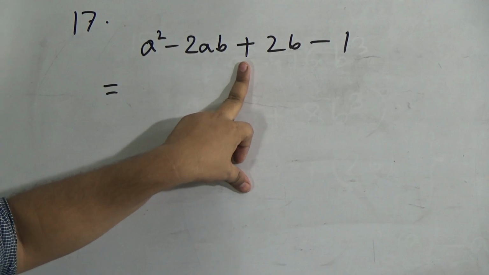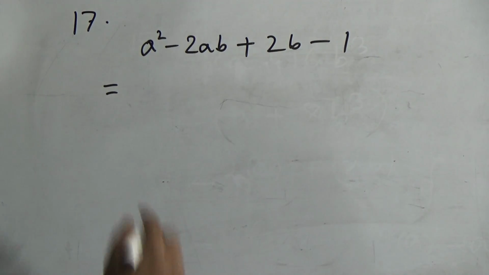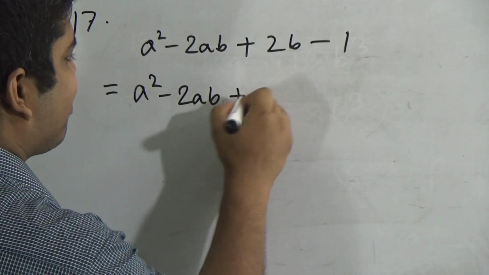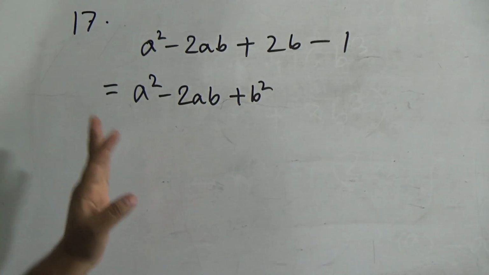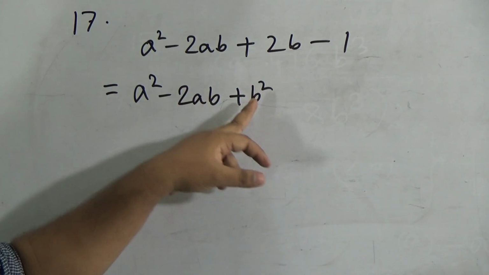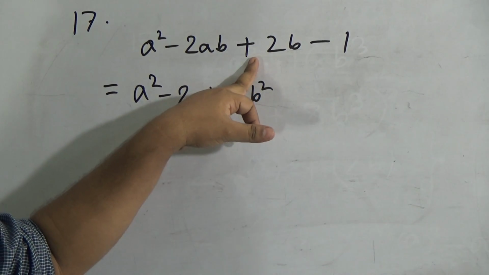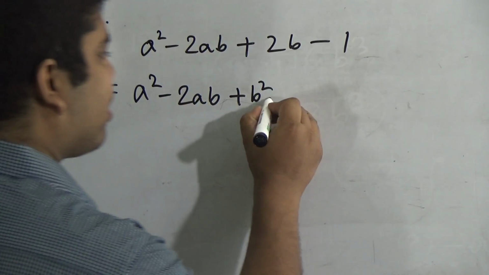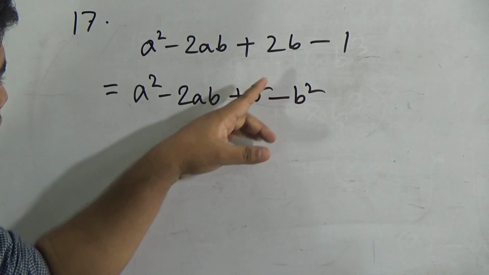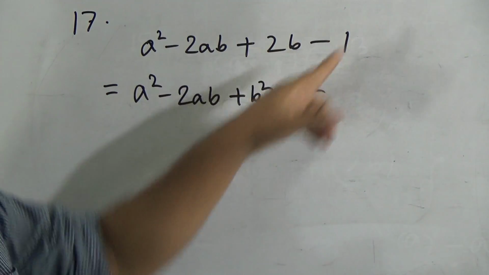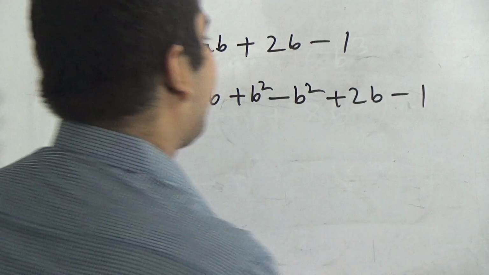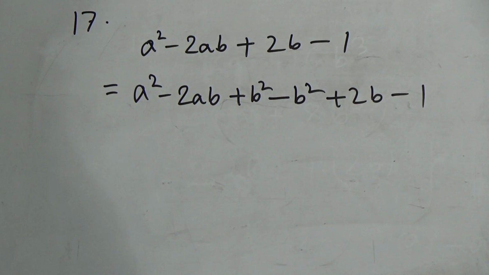but here b square is absent, but we need to write b square, a square minus 2ab plus b square. If we want to get the formula, then b square is needed, but b square is not in the given expression, so we do minus b square. So if we cut b square and minus b square, then we get the above expression, and this plus 2b and minus 1 is written here. I hope you have understood.